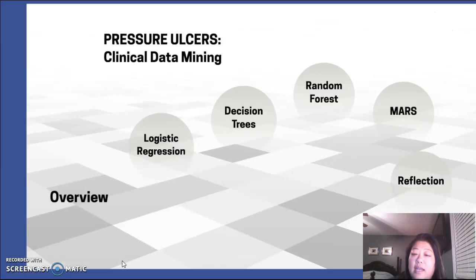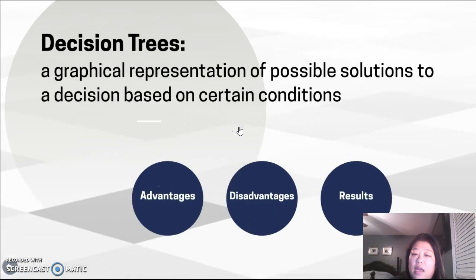The second data mining model used was decision trees. Decision trees are a graphical representation of possible solutions to a decision based on certain conditions. It's called a decision tree because it starts with a single box, or a root, which then branches off into a number of solutions, just like a tree.